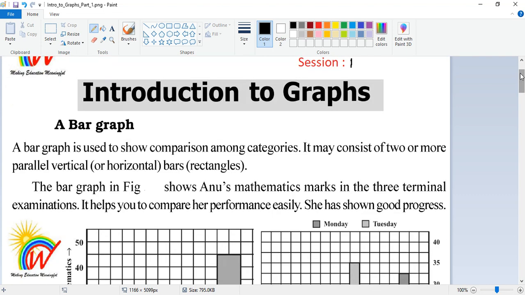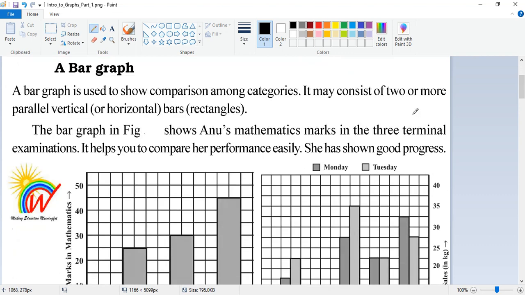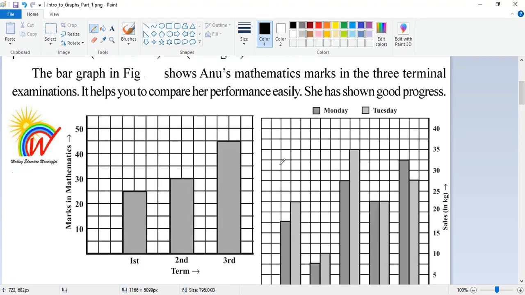So look at this. First we come to the bar graph. If you look at this, you have got two kinds of graphs over here. The first graph tells you about Anu's mathematics score. We have written over here, Anu's mathematics score, in 3 terminal examinations. This is the first term, second term and third term. Now if you look at this, you can make out that it has actually improved. It has got really high, right?